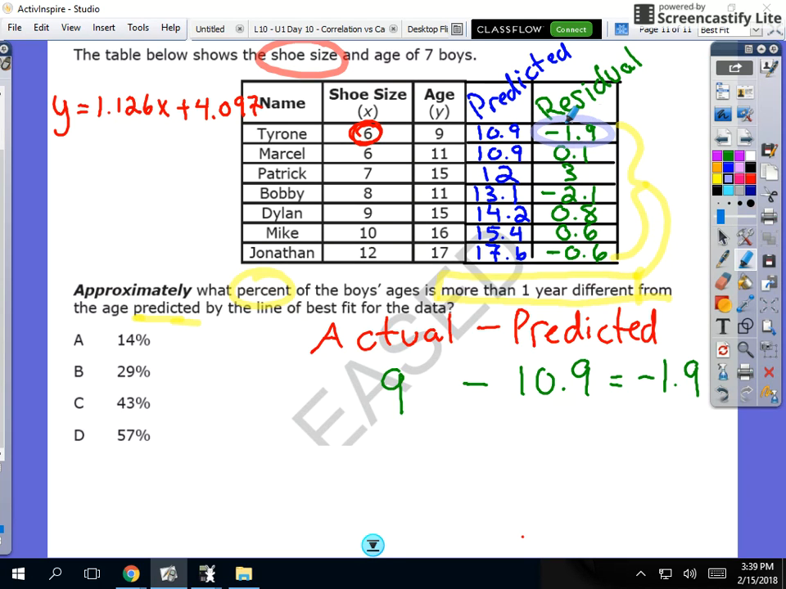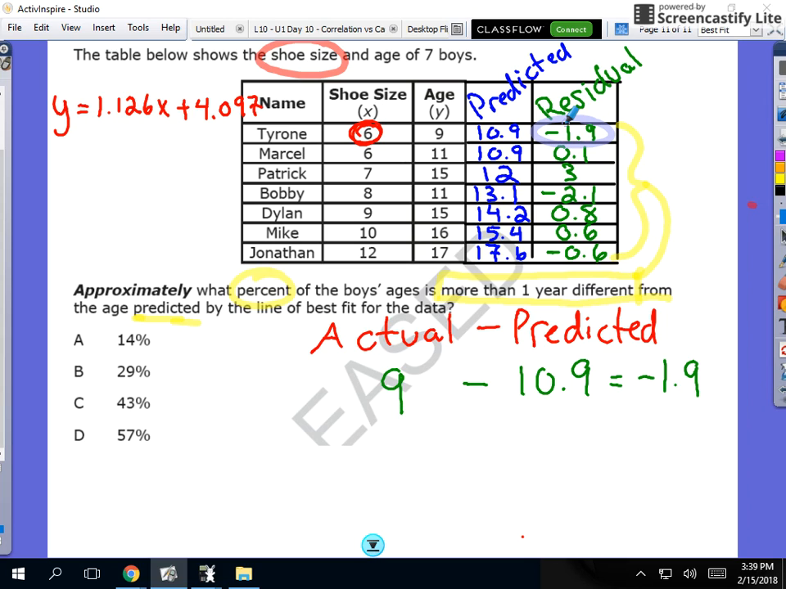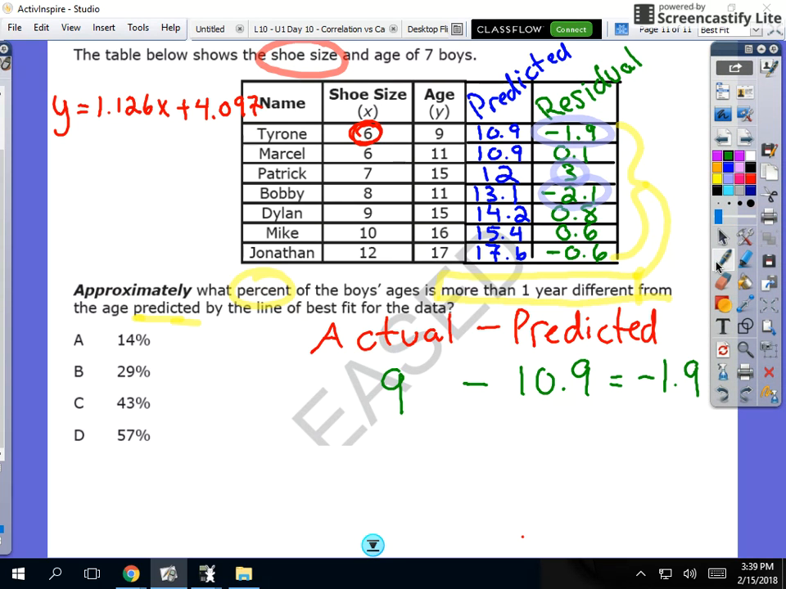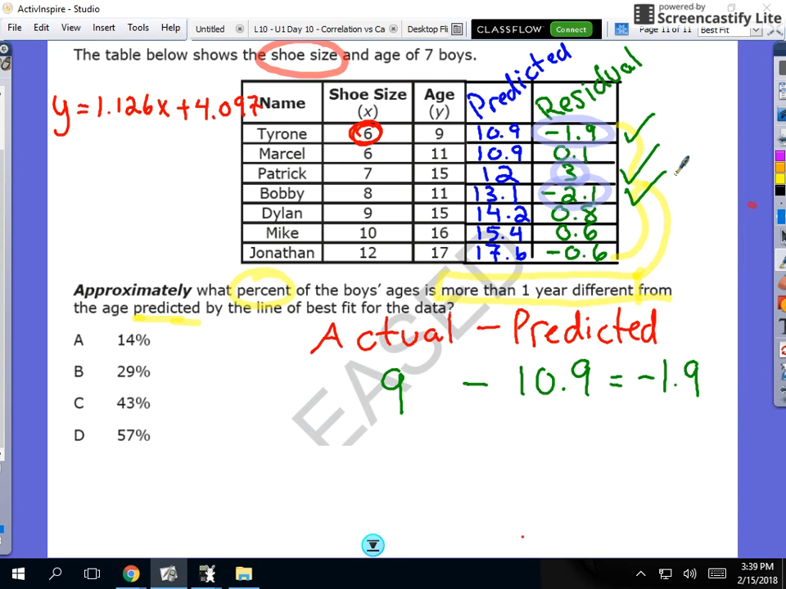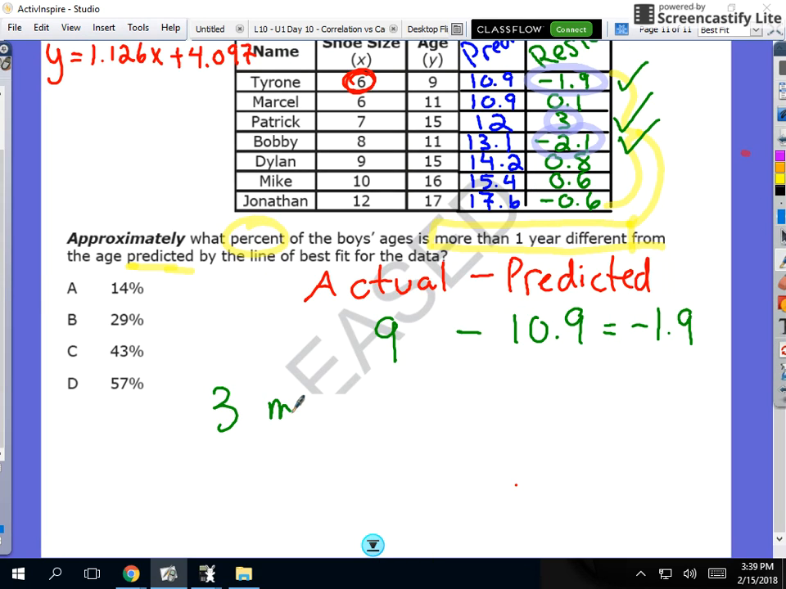Remember, it can be negative or positive. So this very first one meets the criteria. Negative 1.9, you were more than 1 year away. 0.1 does not. 3 definitely does. Negative 2.1 definitely does. Okay? 0.8 does not. 0.6 does not. And negative 0.6, all of those are within or under 1 year different. So how many did we have that met the criteria? We count them up right here. 1, 2, 3. So 3 of them met the criteria.